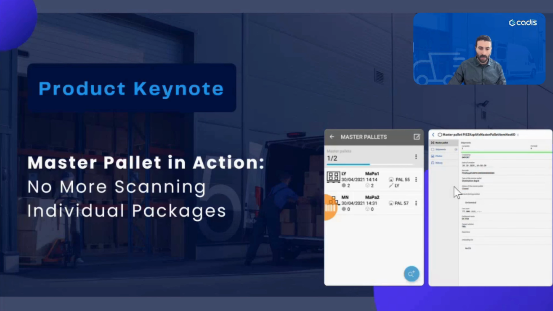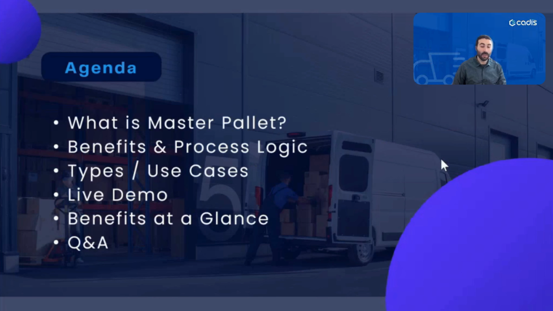Indeed, in the agenda, we have the definition of a master pallet, what it is, what we mean by this in the Cadis ecosystem. We will discuss the benefits and process logic of the master pallets. We have 3 types of master pallet, each one answering a different use case that we will discover together. Of course, we'll have a live demo to see how it works. And again, we will see another time the benefits at a glance of the master pallet, and we will have a short session of questions and answers. If you have some questions for me, I'll be happy to try at least to answer your questions.